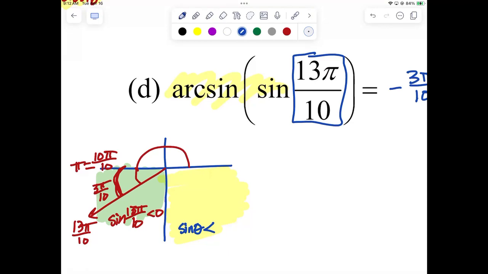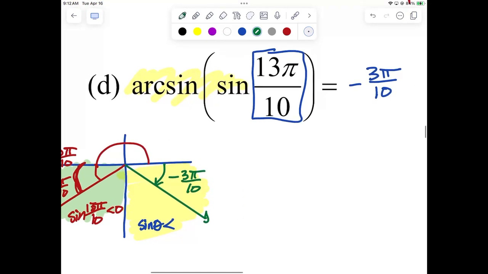So now that I know I'm in quadrant 4, I want to get to the same terminal ray in quadrant 4. The question is, do I go all the way around counterclockwise to get there, or do I go straight down to it? I go straight down to it, which is the negative direction, and of course the reference angle is the same. Negative 3 pi tenths. Good job, Patrick. Does that make sense? Any questions, bless you, on that?